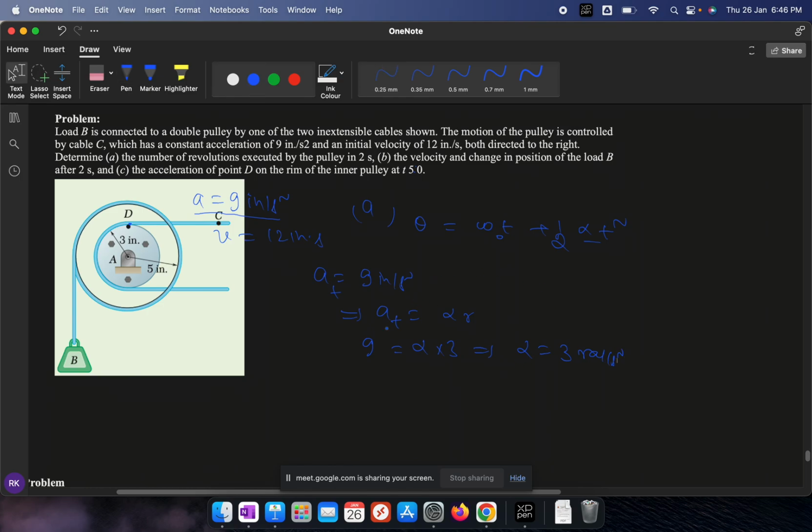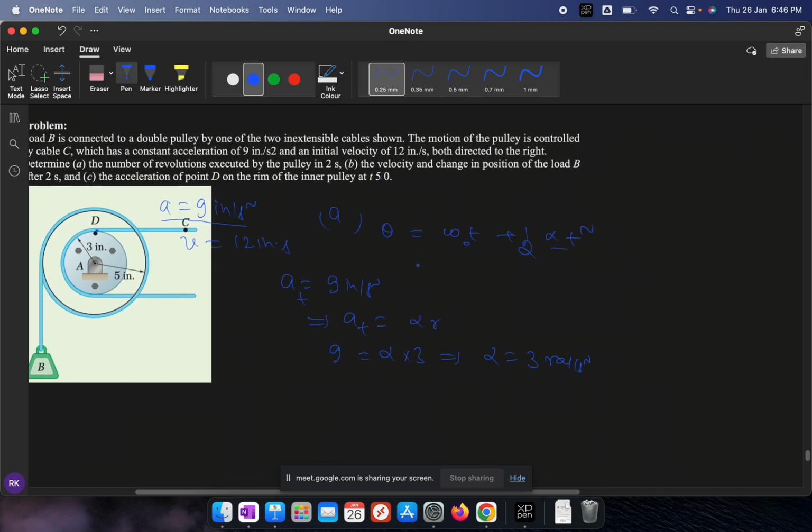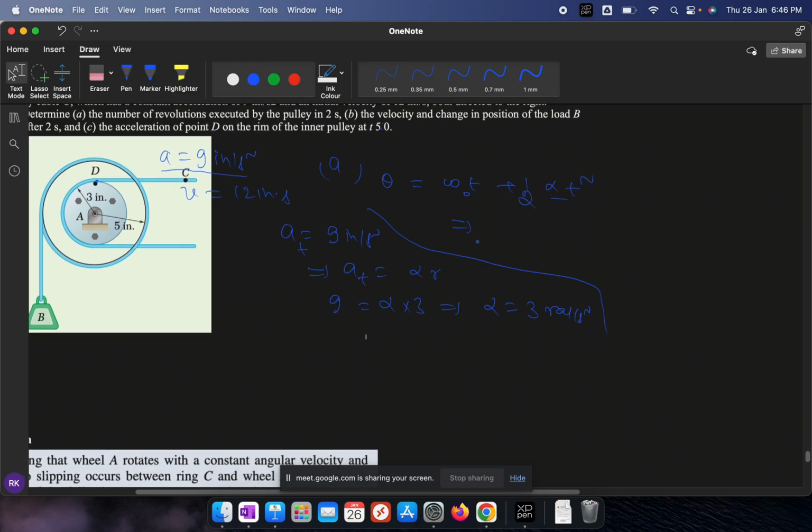Now substitute this into this expression, because it is asking the number of revolutions executed by the pulley in 2 seconds. Here we also need omega, so here you can get omega too. V equal to omega cross R, so V equal to omega into R.